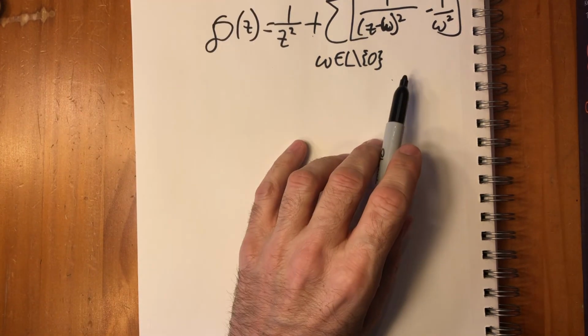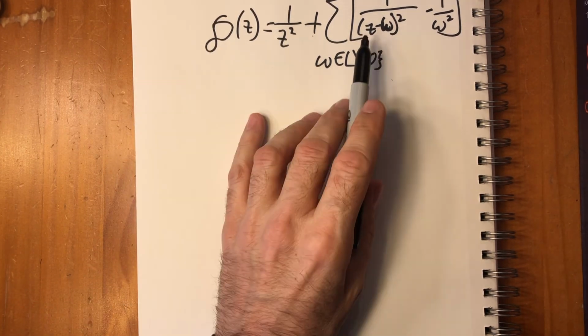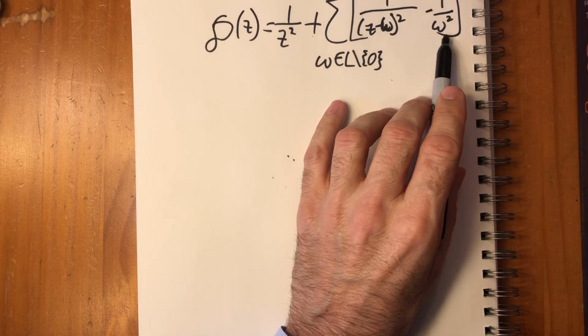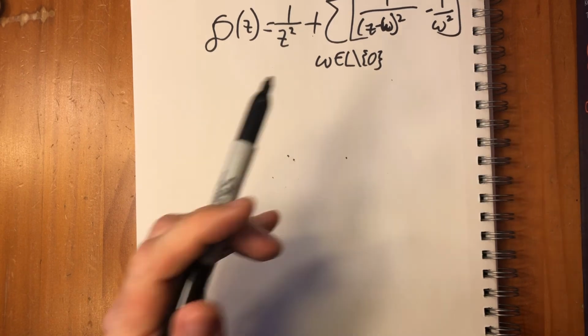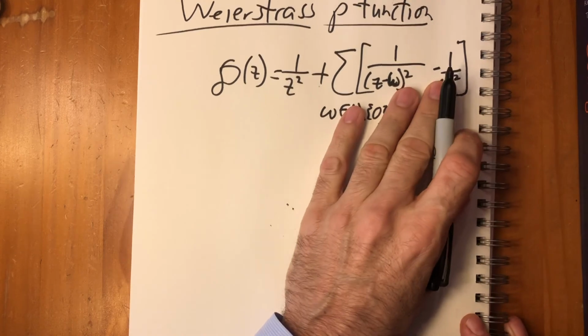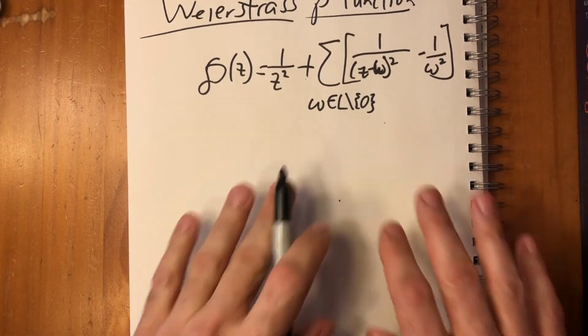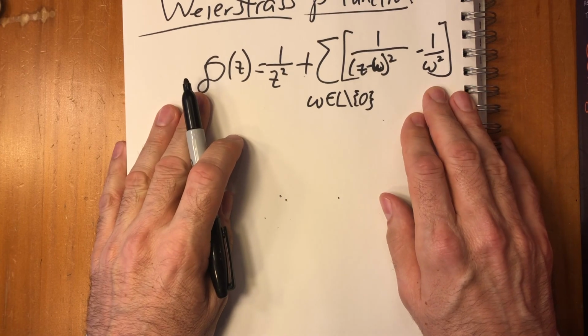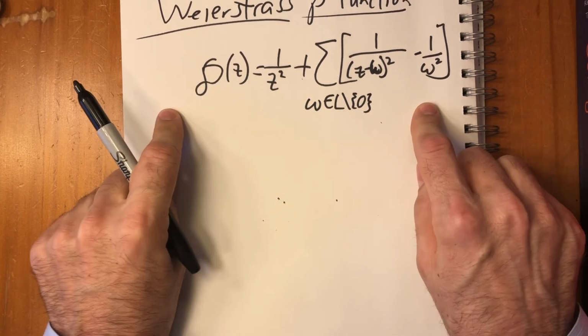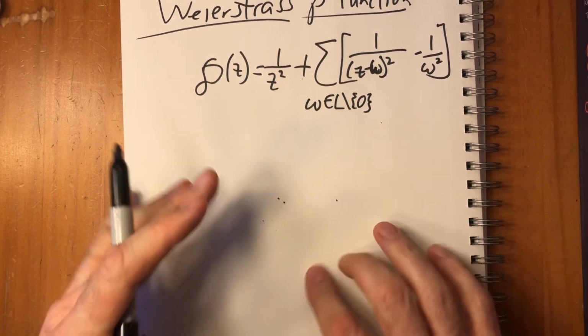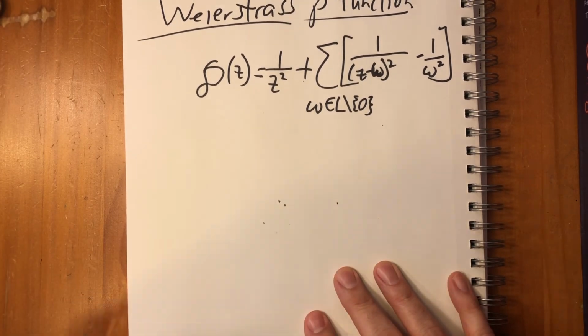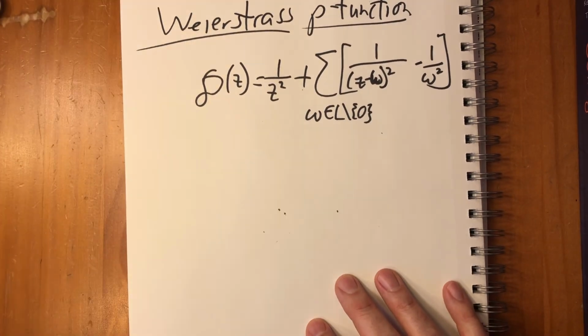So he just added 1 separately, and then this 1 over omega squared is just to make it converge. Without this, it won't converge, but we'll go over this in more detail later. It's actually not that complicated, but that's what this function looks like. This function is basically a generic function for these doubly periodic functions.